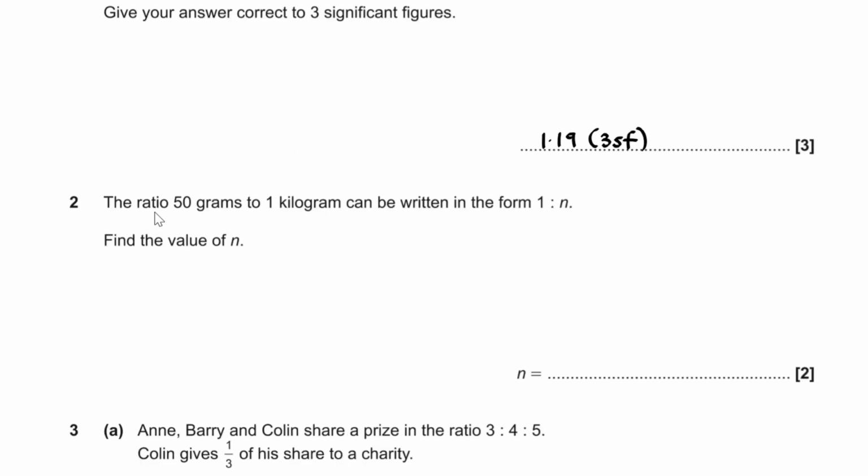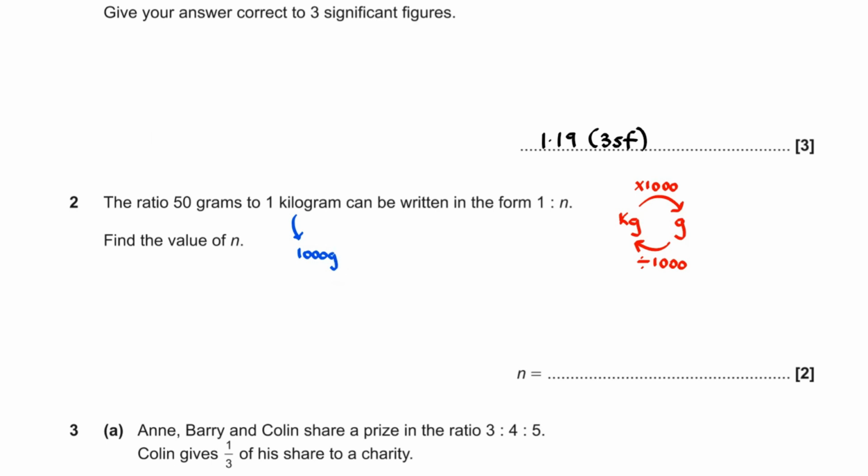Question number 2. The ratio 50 grams to 1 kilogram can be written in the form 1 to n. We have to find the value of n. Well, over here you'll find we have grams here and we have kilograms here. To convert kilograms to grams we multiply by 1,000, and to go from grams to kilograms, we can divide by 1,000. And therefore, 1 kilogram is the same as 1,000 grams.